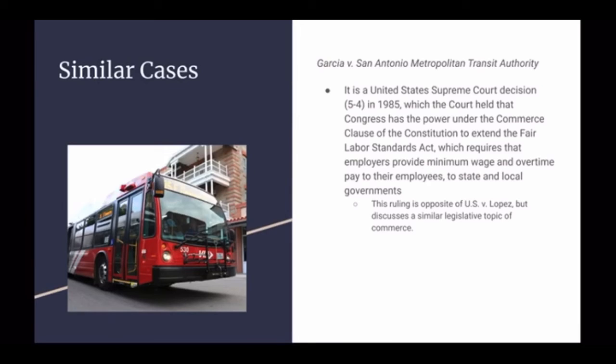One similar case is Garcia versus San Antonio Metropolitan Transit Authority. Congress had power under the Commerce Clause to defend the Labor Standards Act. The ruling was opposite of U.S. versus Lopez, but it still discusses a similar topic of commerce, and it was a 5-4 ruling.